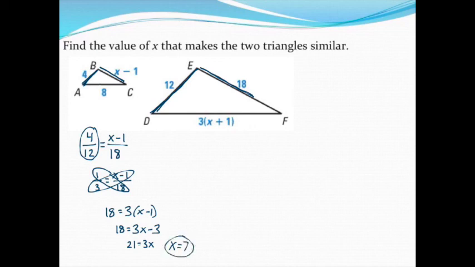And so the value of x that would make these two triangles similar to each other is going to be 7. It's not going to make the sides the same length. That's not what I was going for. I was trying to make all sides have the same ratio, and an x value of 7 will do that.